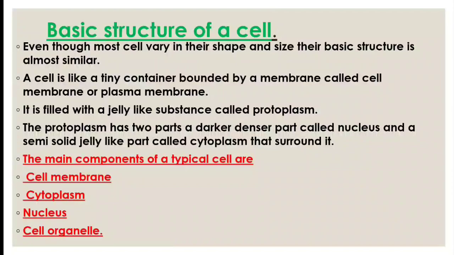Basic structure of a cell. Even though we have studied that cells vary in their shape and size, their basic structure remains almost the same. Whether the cell is of any shape, size or number, the basic structure of the cell will be same or similar. A cell is like a tiny container bounded by a membrane called cell membrane or plasma membrane.